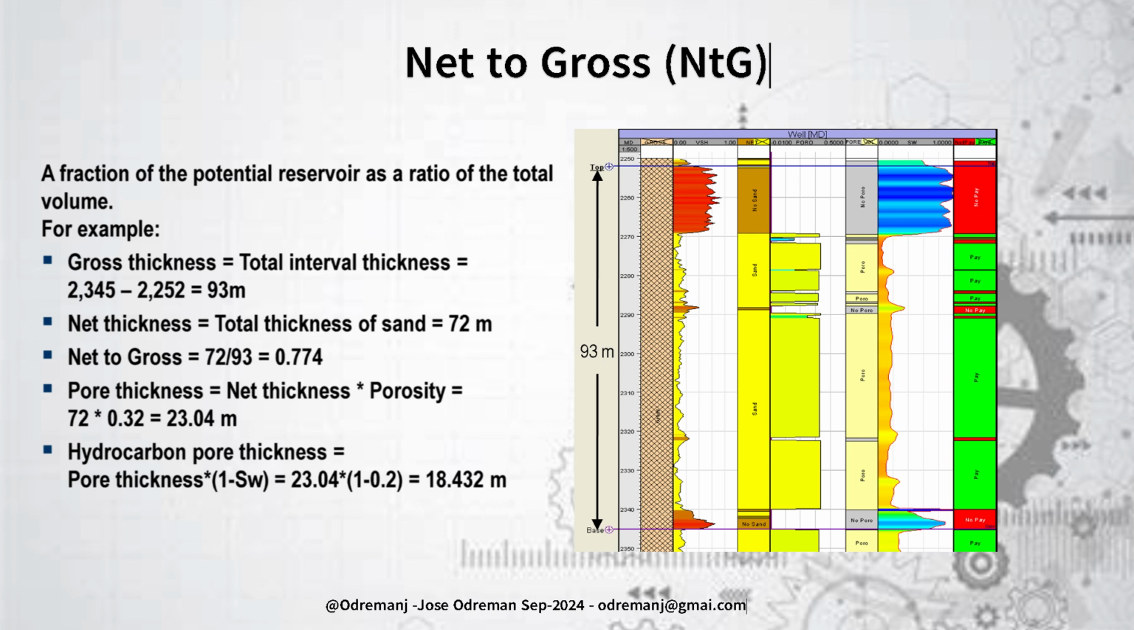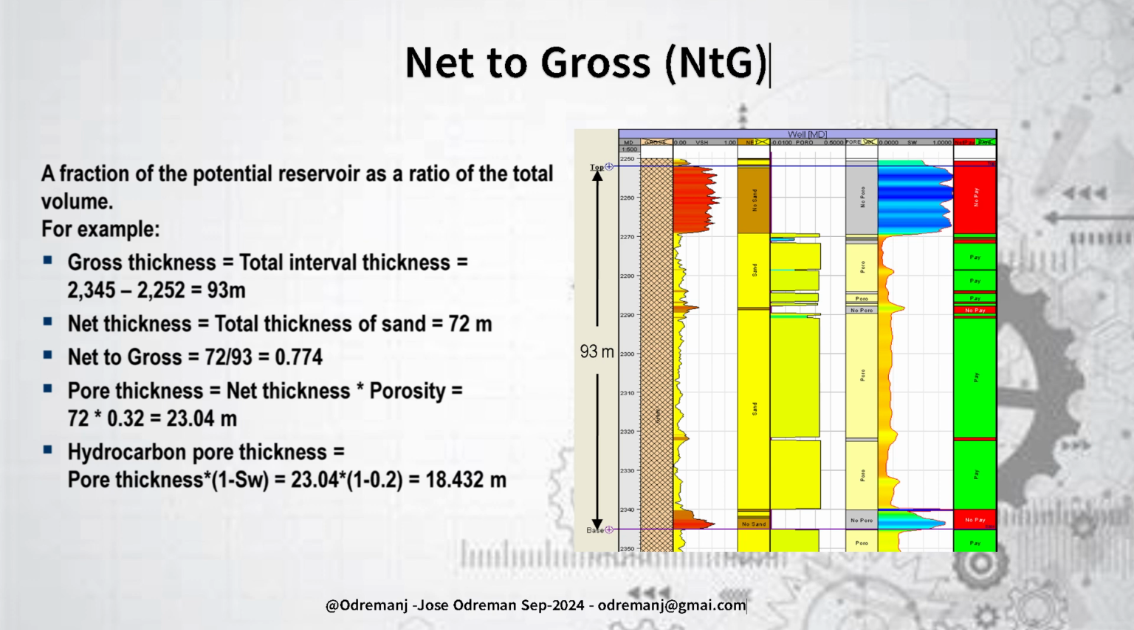Step 2. Net thickness calculation. Net thickness is the total thickness of sand within the interval. For instance, if the total thickness of sand is 72 meters, then net thickness equals 72 meters. Step 3. Net to gross ratio. The net to gross ratio is calculated by dividing the net thickness by the gross thickness. Net to gross equals 72/93, which equals 0.774.